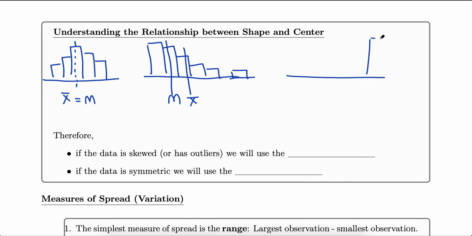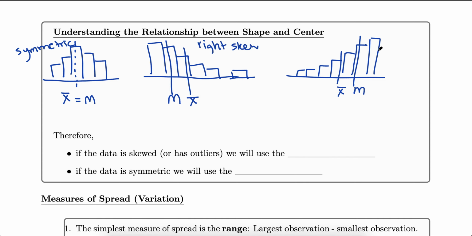And then let's draw one more here. This one is our left skewed, it's pulled to the left. So if my median is here, my mean is going to be pulled to the left to balance out that skew. So let me label these also just for review. Here's our symmetric. Here's our right skew because the tail is pulling towards the right. And this one is our left skew because the tail is being pulled towards the left.